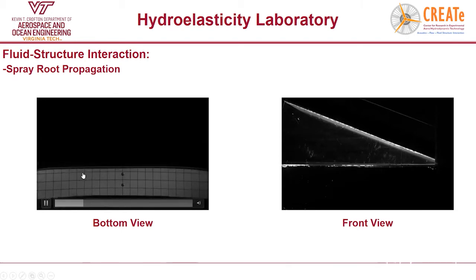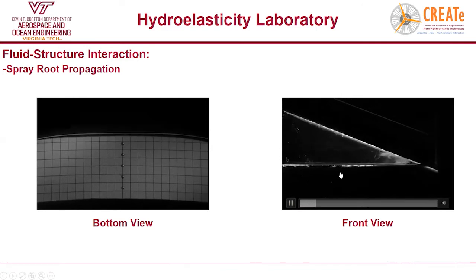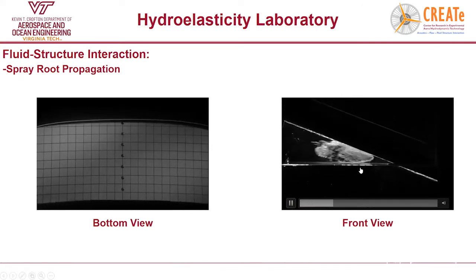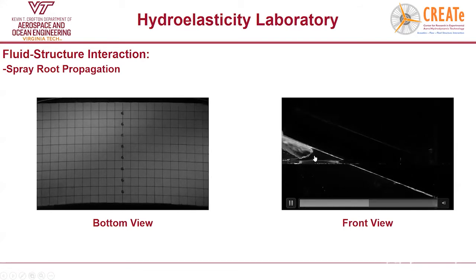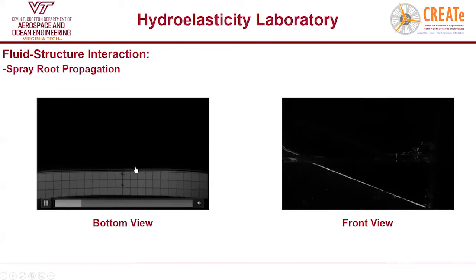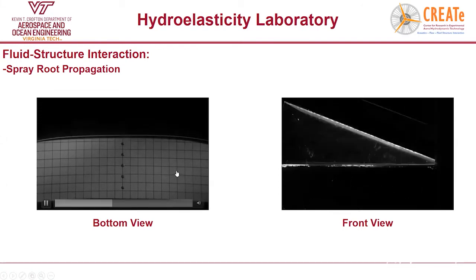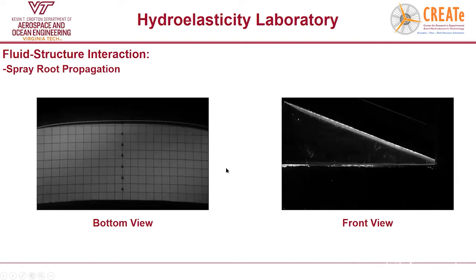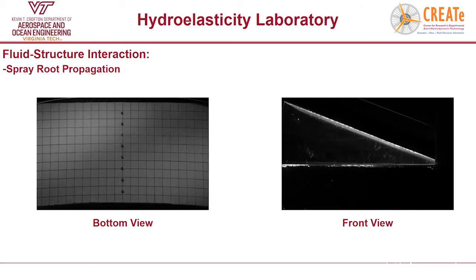The spray root that we get from the bottom view camera exactly corresponds to the spray root that we can capture if we have a camera in front view, as we had here for another test. This spray root here exactly matches the spray root that we can capture from the bottom view camera. So we use the images from the bottom view camera, we conduct the image processing, and with that, we can get the spray root propagation.